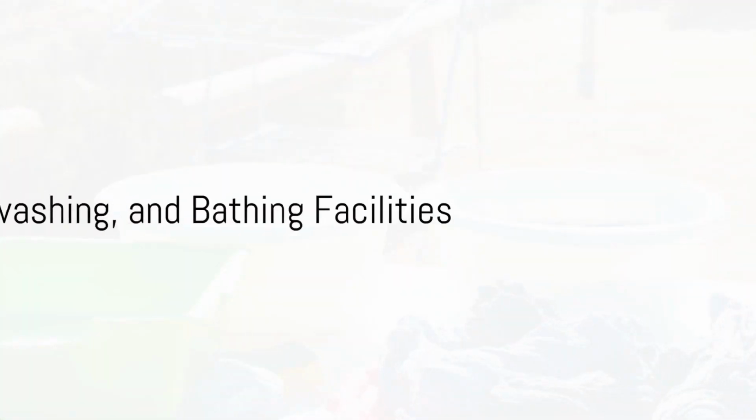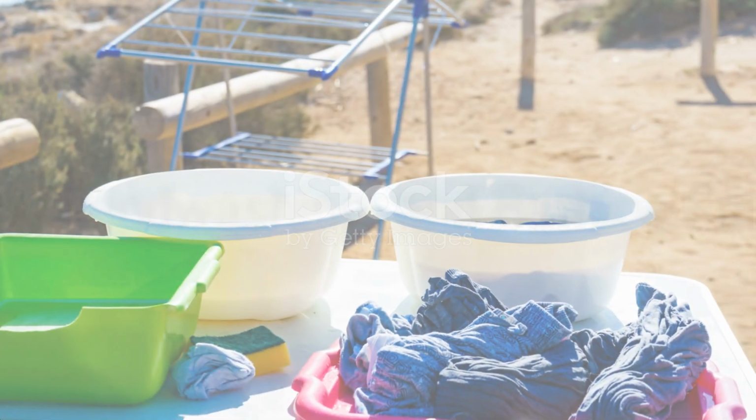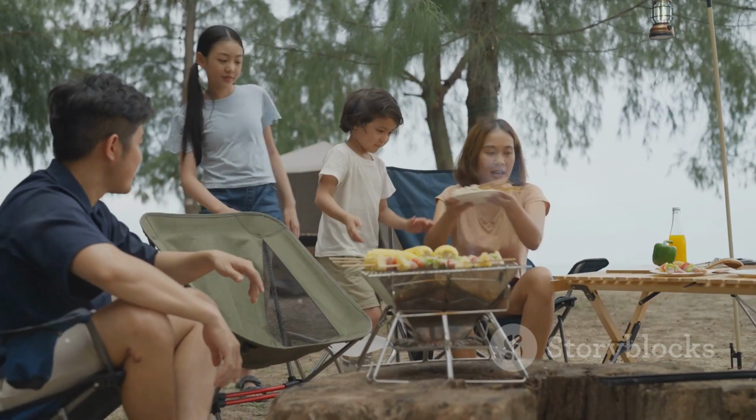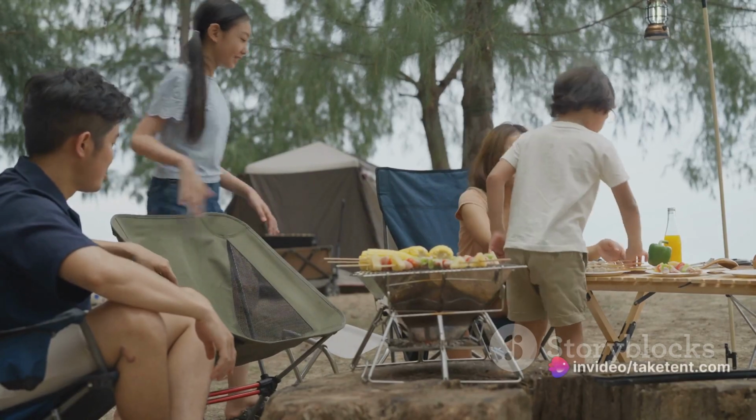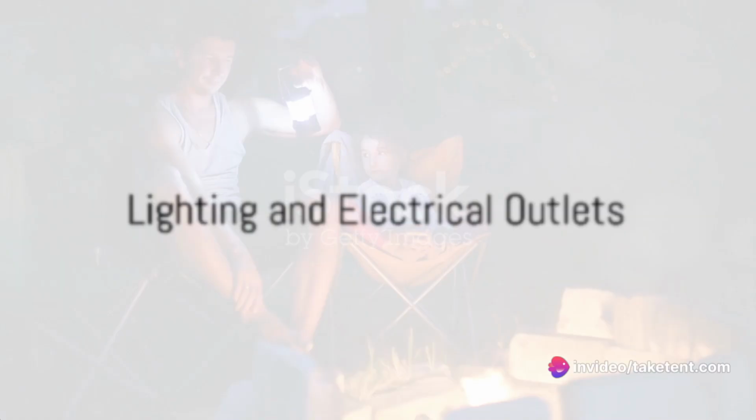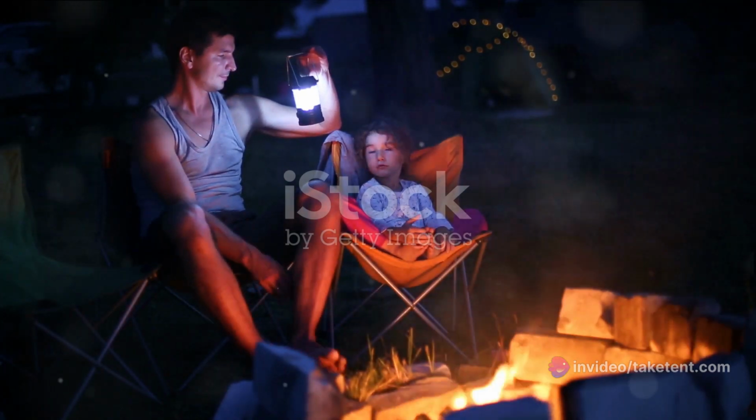Laundry, hand washing, and bathing facilities must be adequate and equipped with hot and cold running water. Floors should be smooth and moisture resistant. Lighting is another important aspect. Rooms must be equipped with lighting fixtures and convenient outlets.